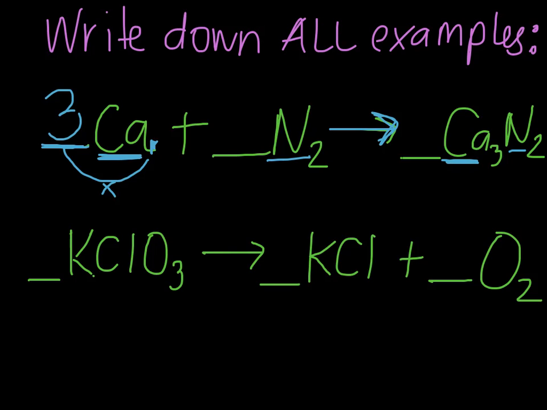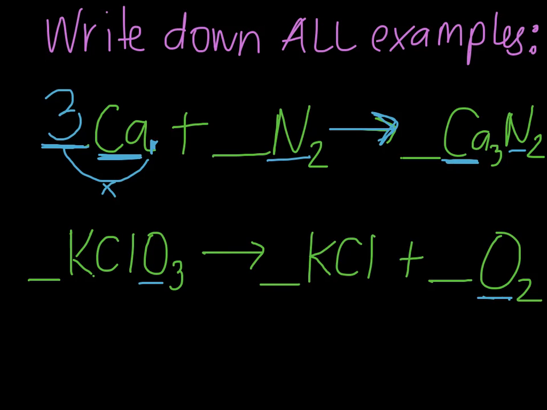For this next equation, we have potassium chlorate produces potassium chloride and oxygen. So the first thing I do when I do these equations is I look to see what's out of balance. And if you notice, the only thing that's out of balance are the oxygens. We have 3 on the left side and 2 on the right side.